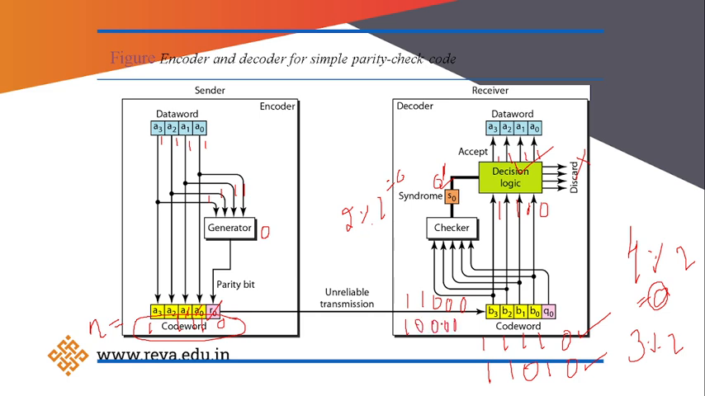10000. Then if you add, you will get 1 mod 2. Then you will get 1 as the remainder. The syndrome bit is 1. So then it can detect the error. So what I mean to say, the simple parity check can detect only the odd number of errors. It can't detect the even number of errors.